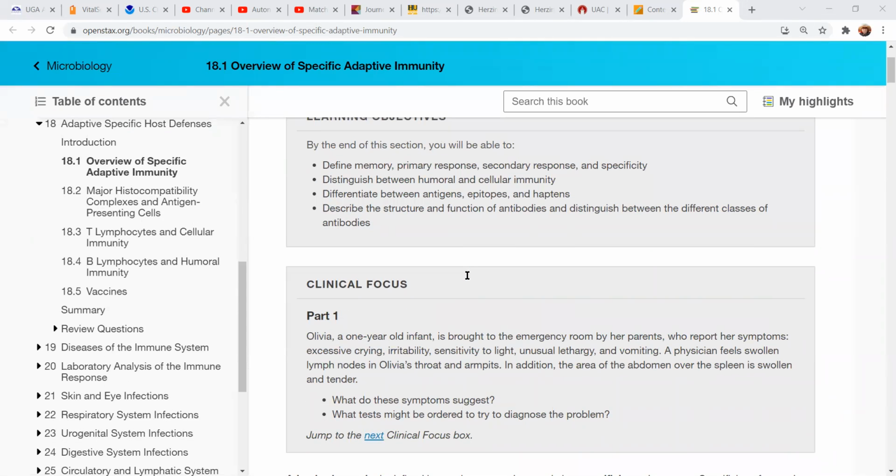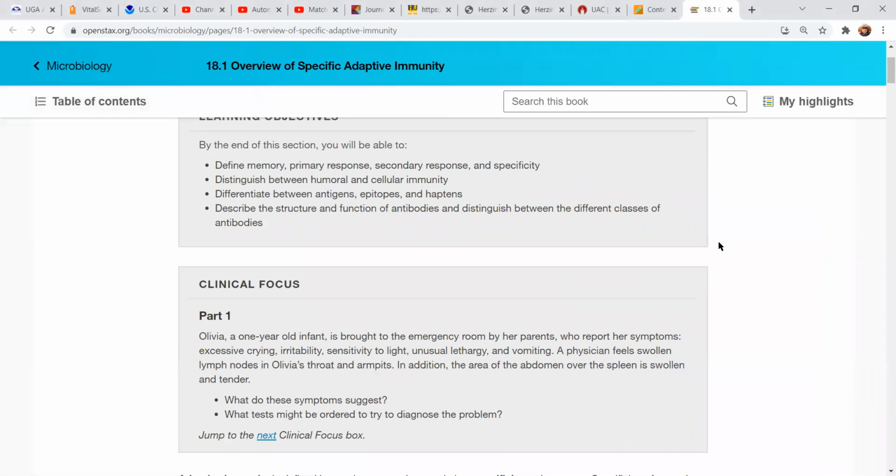In this next section about the immune system, we're going to look at specific adaptive immunity. So in our last video, we talked about innate immunity, which was non-specific, the immune system that we are born with, and that is going to behave the same way, really no matter what type of pathogen or injury that we're exposed to.